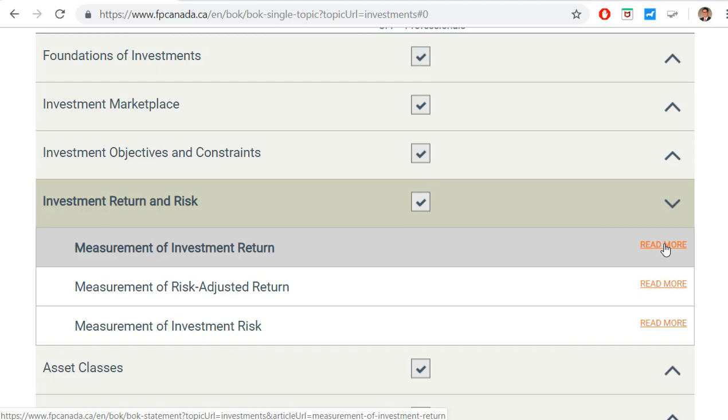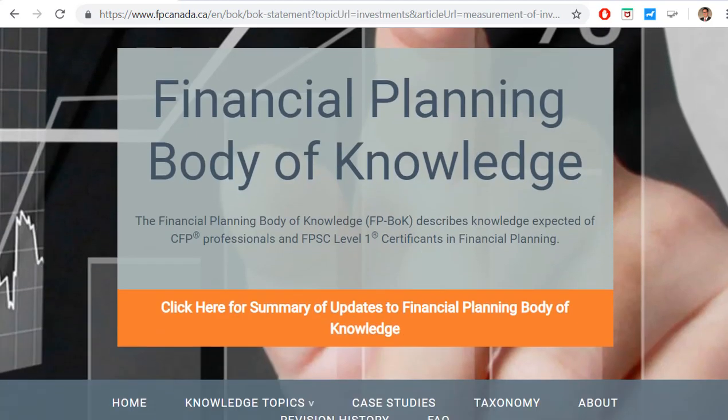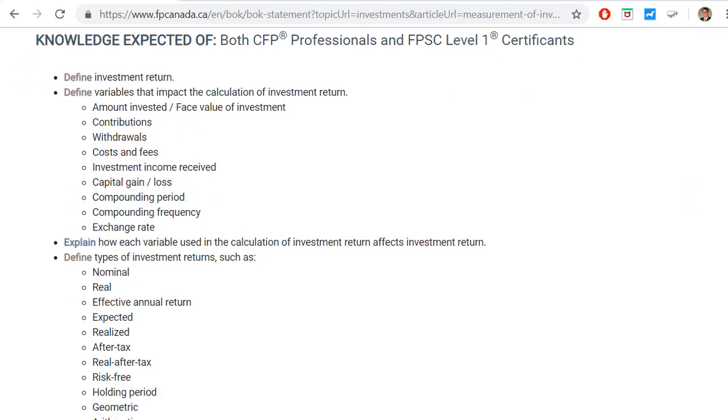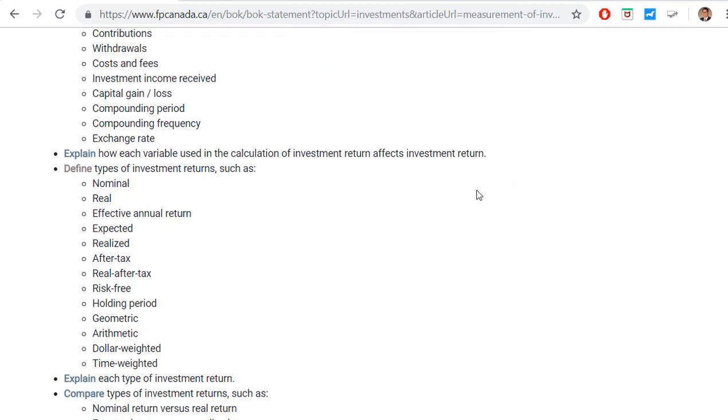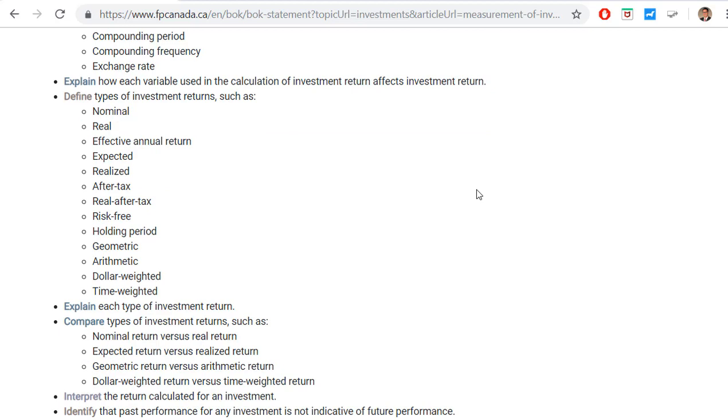So if I want to look at the learning outcome statements for measurements of investment return, I'm going to click here. I'm going to scroll down, and you can see I need to define the investment return. It doesn't say calculate. Define variables that impact the calculation of investment return, explain how each variable used in the calculation affects investment return, and then you need to know the different types of investment returns, such as nominal, real, effective annual return, expected, realized, after tax, real after tax, risk-free. So there's lots of knowledge.